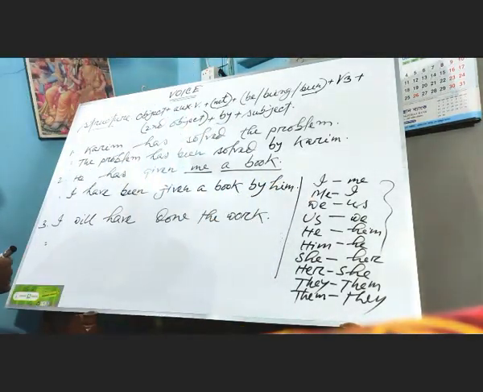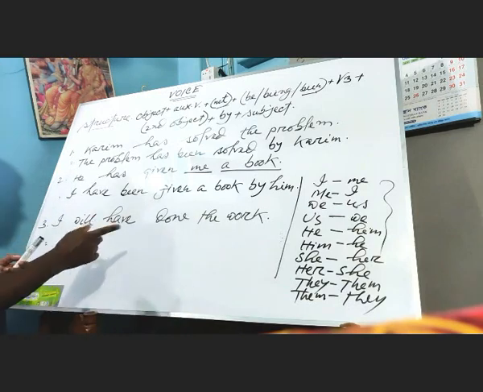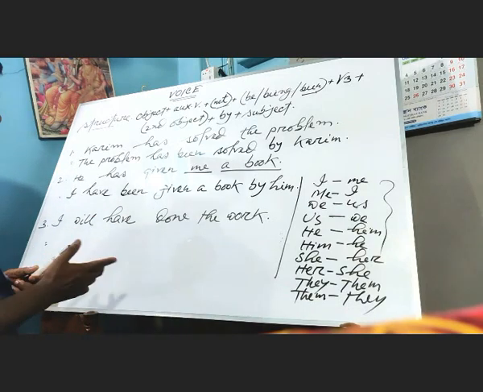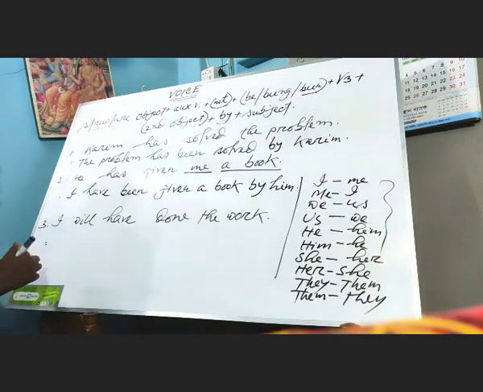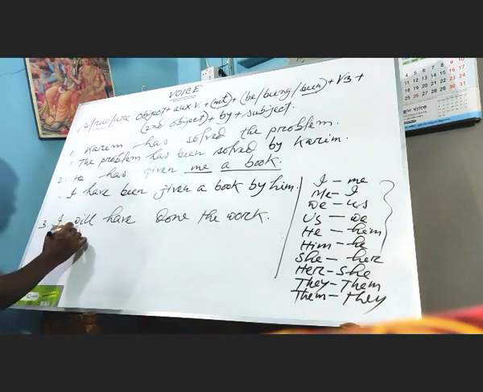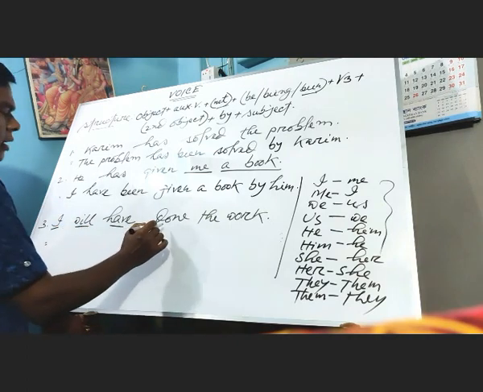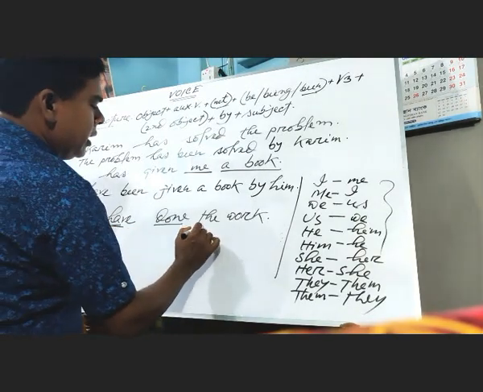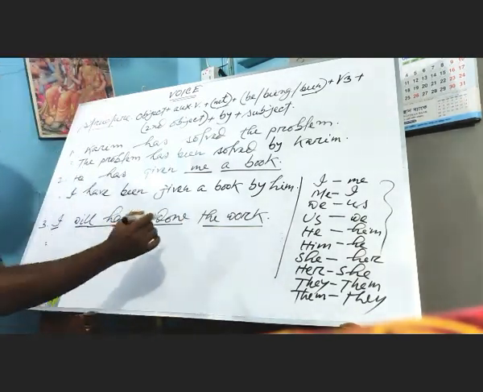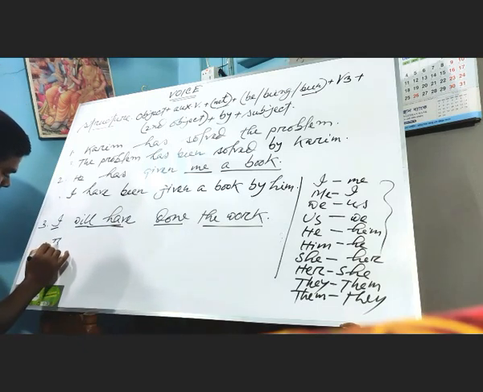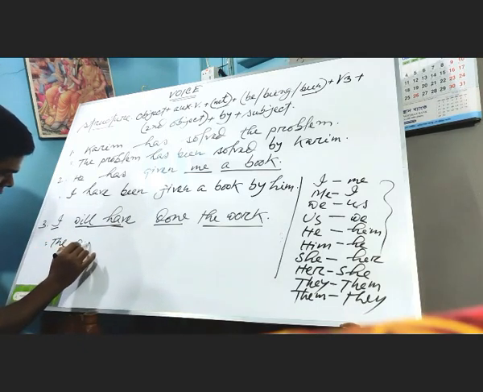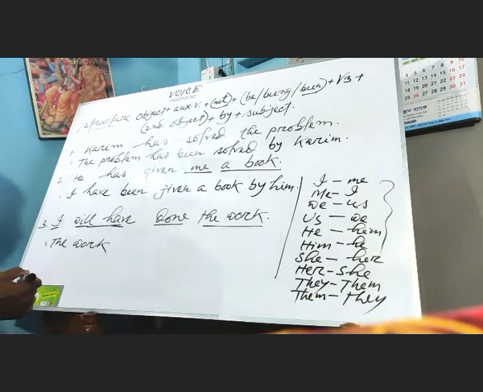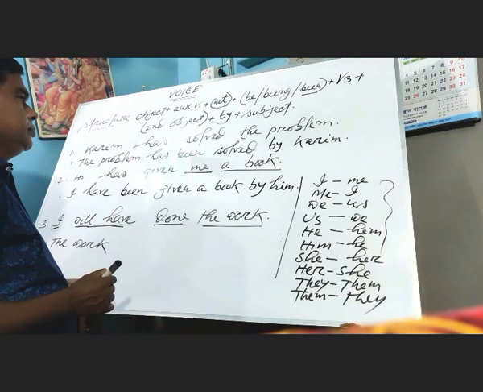Okay, boys. Now I will have done the work. I will have done the work. Look here. I will have done the work. This is the subject, auxiliary, main verb, and the object. So what is the object here? The work. Okay, boys. The work. Then auxiliary.